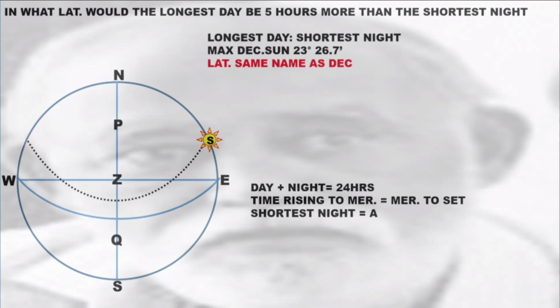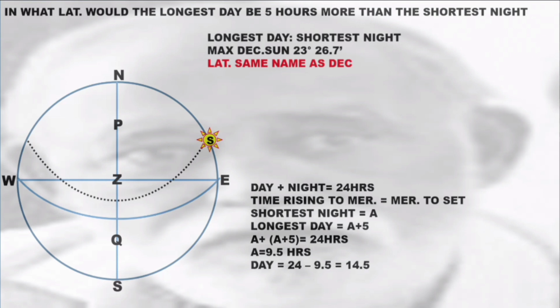Now here, let's consider the shortest night to be A, then the longest day would be A plus 5, because it's supposed to be 5 hours more. Now the sum total of day and night is 24. So A is 9.5 hours. The total is 24. That means your longest day would be 14.5 hours here.